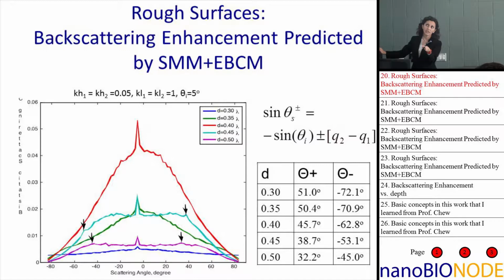So now we have H, the RMS value of surface roughness for the two layers. Now you see the different colors correspond to the different separation between the two surfaces. Okay, so the blue, this is the shortest distance between them. The pink here is half a wavelength. The blue here is 0.3 wavelength.